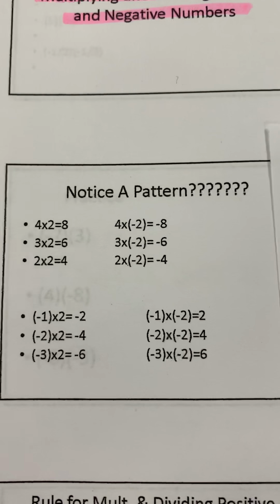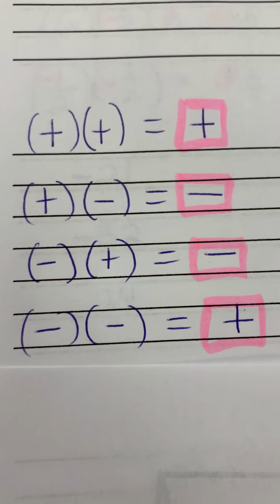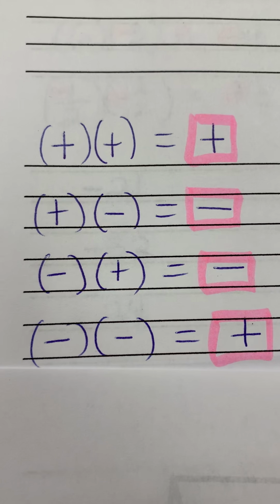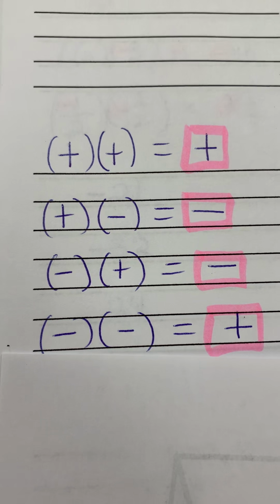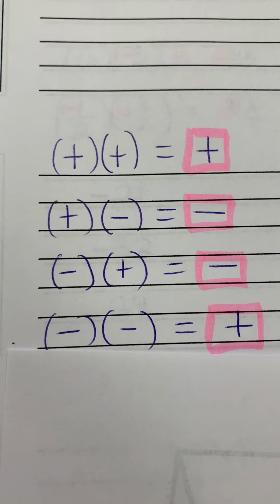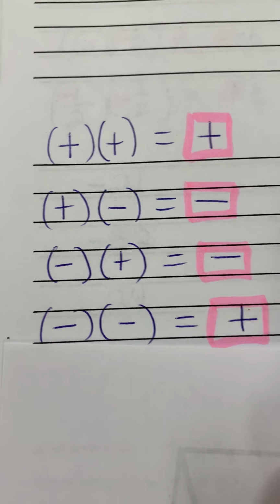So here's what the pattern looks like. When you multiply two positive numbers together, your answer is always positive. When you multiply different signs together, the answer is negative. And then down here, two negatives make a positive.